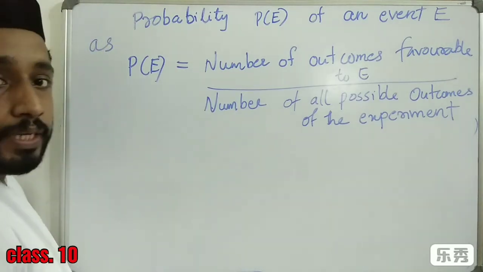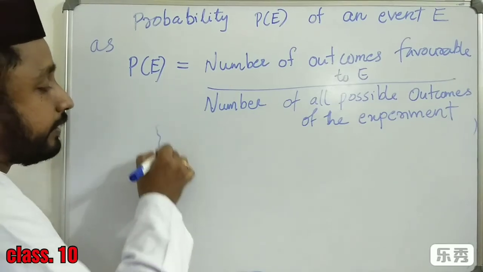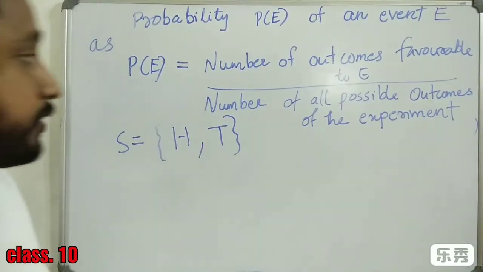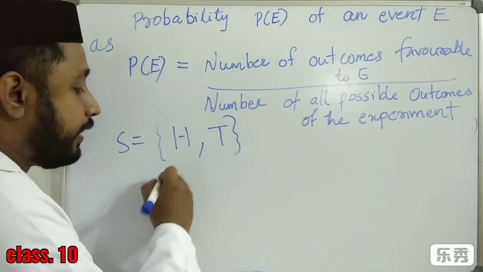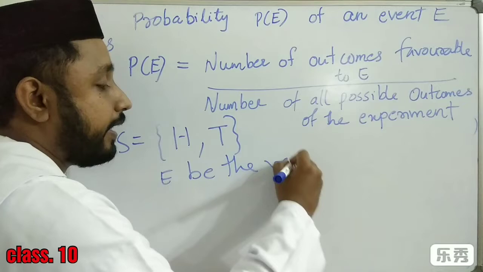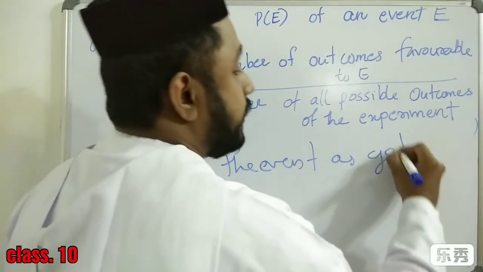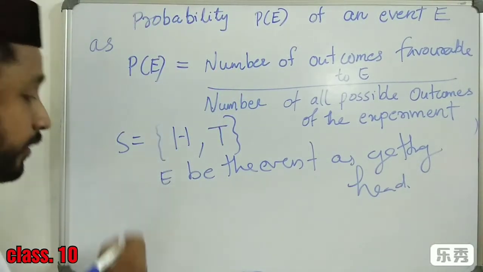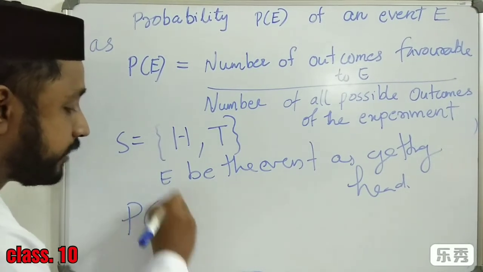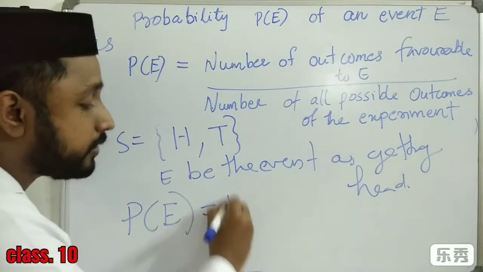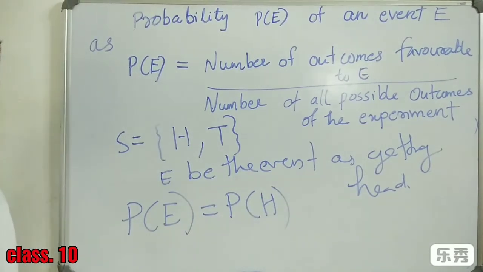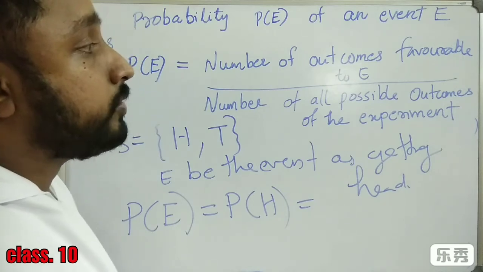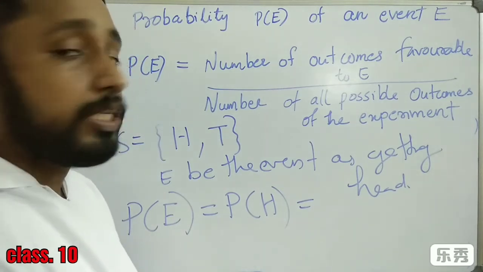For example, tossing a coin. Tossing a coin, the sample space is S = {H, T}, head or tail. These are the 2 outcomes. Let E be the event of getting a head when tossing a coin. So P of E is the probability of getting a head. Our formula is the number of outcomes favorable to E divided by the total number of possible outcomes of the experiment.